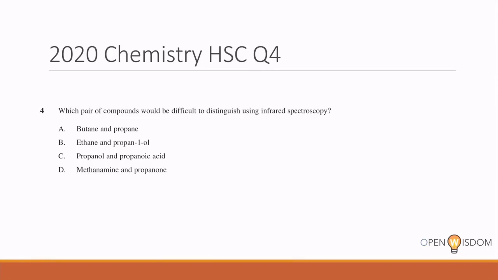As we know, infrared spectroscopy is a method of analysis, and it gives you information about the types of bonds that are present in a molecule. For two compounds to be difficult to distinguish between using infrared spectroscopy, they need to have similar bonds, or even the same bonds. Therefore, to answer this question, we are looking for the option that only contains compounds from the same homologous series. If we look at all of the options, we see that option A contains butane and propane, which both belong to the alkane homologous series. Distinguishing between them would be difficult because they both contain only carbon-hydrogen and carbon-carbon bonds. Therefore, A is the correct answer.